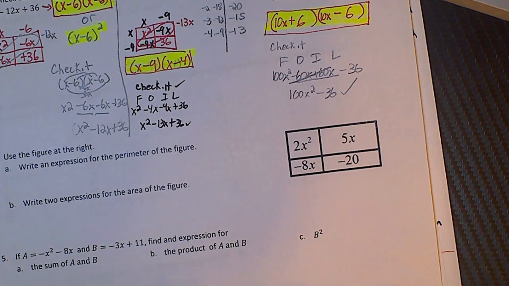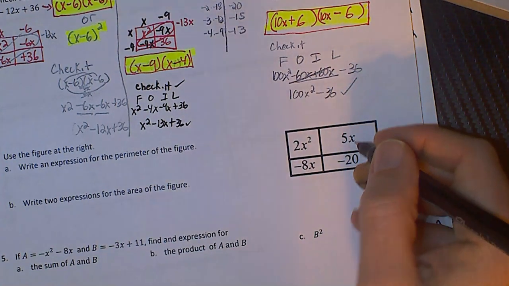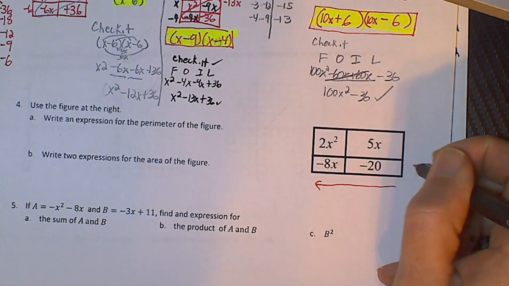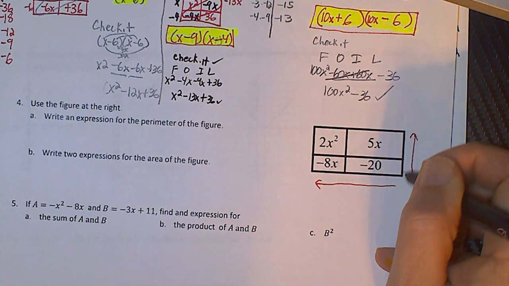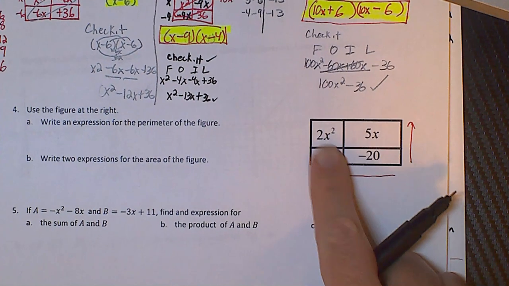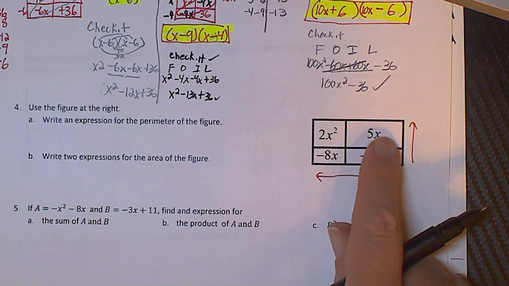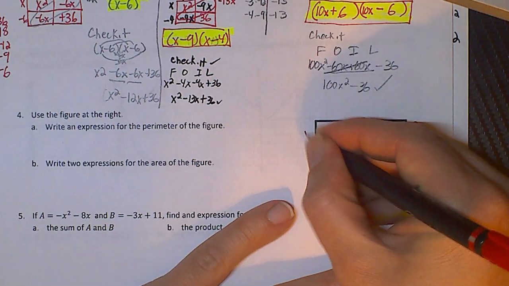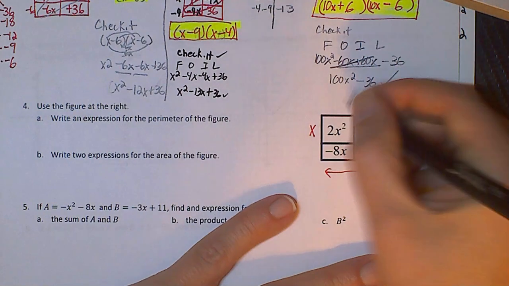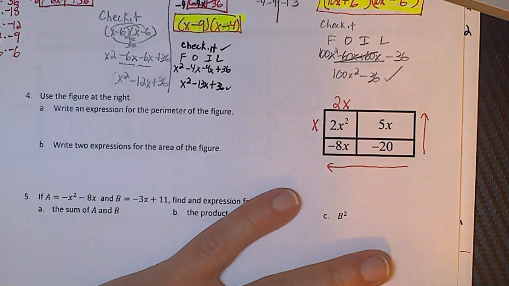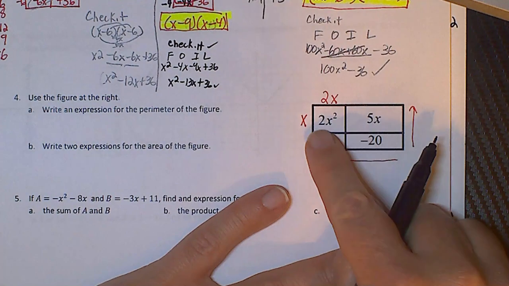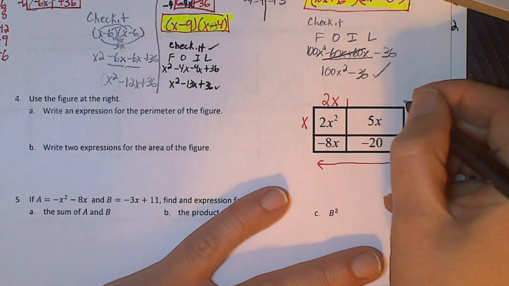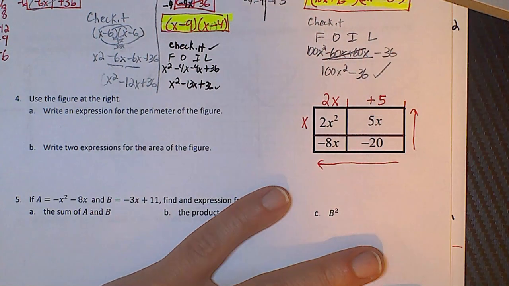Okay, so the way I look at it is we factor left and we factor up. That's the way I look at it: 2x squared and 5x. Well, what do they have in common? They only have that x there. So if that's x, this has to be 2x. Okay, now, what's x times what is 5x? Well, that means from here to here, you'd add 5 to 2x.